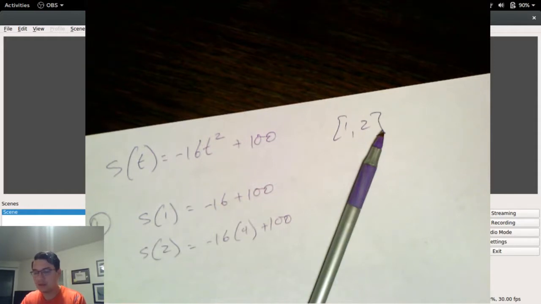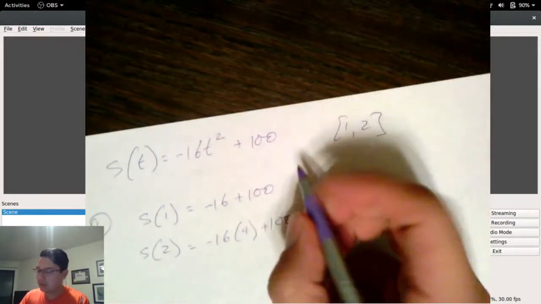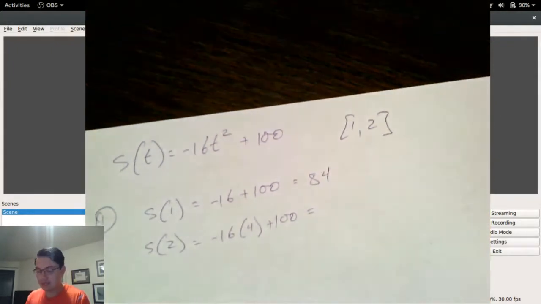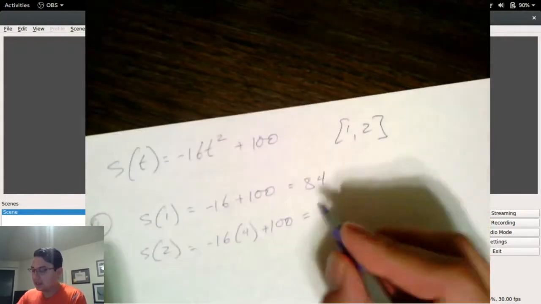So we have negative 16 plus 100 is equal to 84. That's right, your math teacher cannot do basic mental math. So negative 16 times 4 plus 100 is 36.